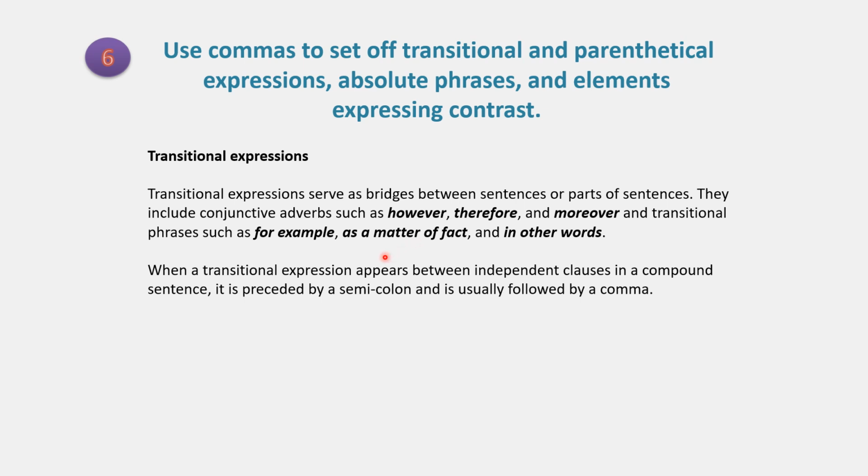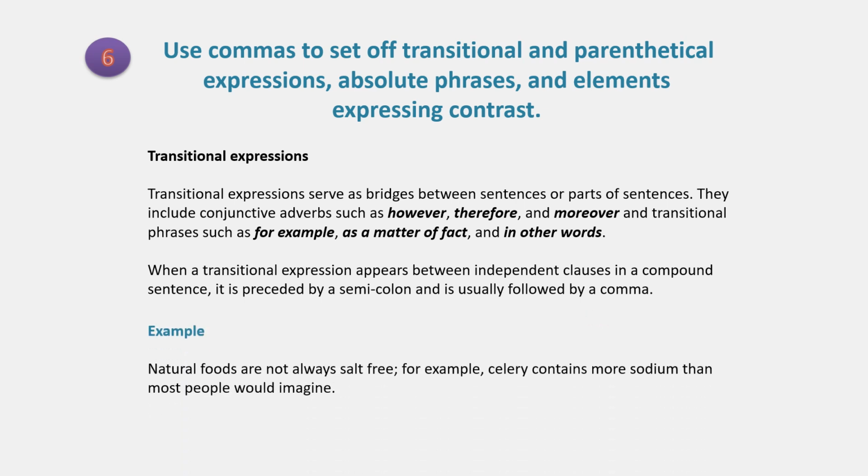So these two classes of transitional expressions should be set off with commas. When a transitional expression appears between independent clauses in a compound sentence, it is preceded by a semicolon and is usually followed by a comma. Natural foods are not always salt-free; for example, celery contains more sodium than most people would imagine.